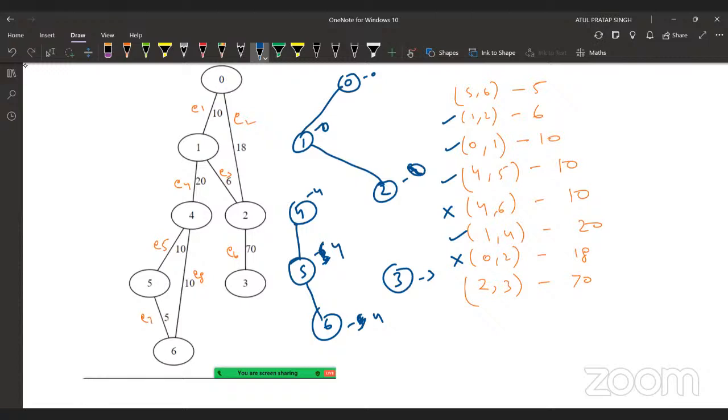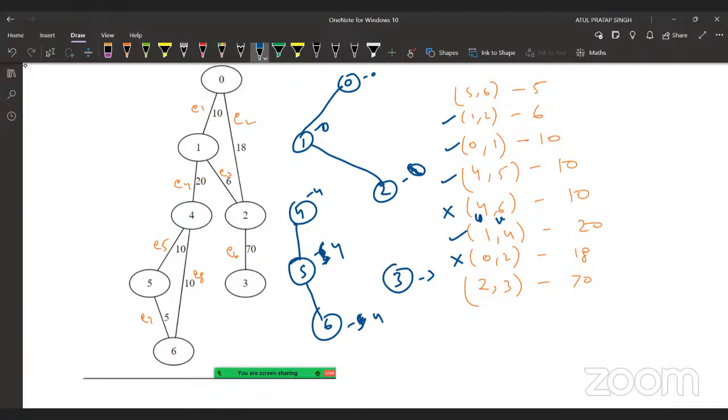For 4 to 6, the component value is the same: 4 is 4 and 6 is also 4. If the component values are the same, that edge is considered a cycle edge, so you will not consider it in the spanning tree. At any time, if U and V have the same component value, that edge definitely creates a cycle, so we will not include it.